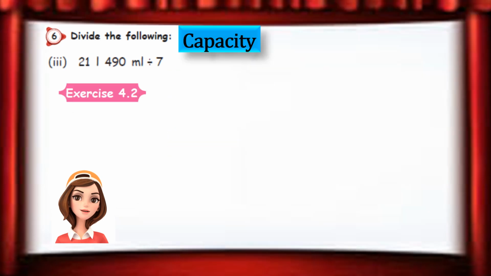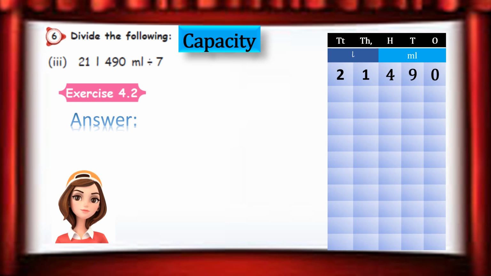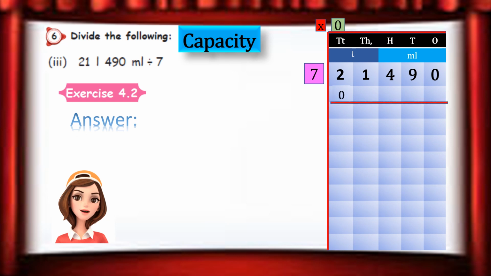Third sum, 21 liter 490 milliliter divided by 7. Okay. So this is the tabular column. Draw the lines like this. So the divisor is 7 now, isn't it? So select the first digit, 2. So in the 7 times table we don't have 2. So let us start with 0. So 7 zeros are 0. Enter here and then after subtraction, 2 minus 0, 2.